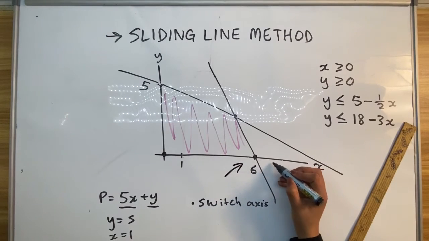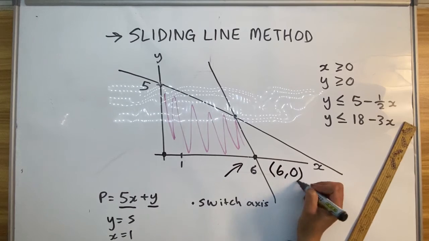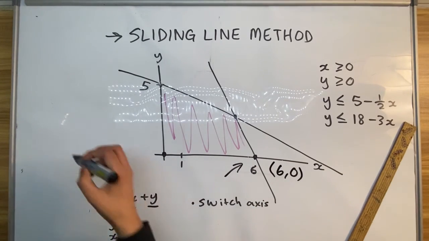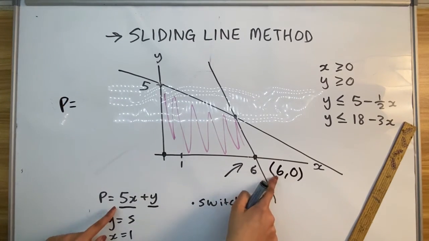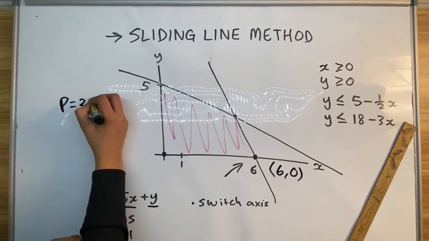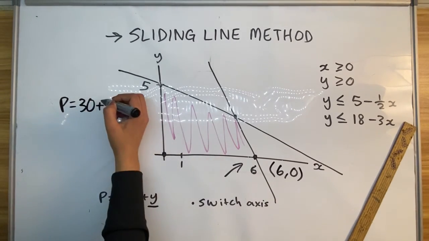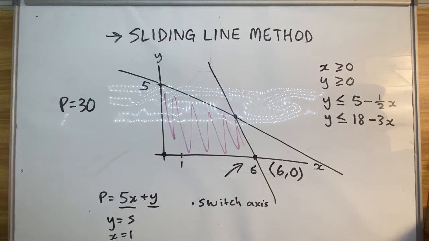So what is the coordinates of this point? Well, we know it's on the x-axis line, so it's 6, 0, because y equals 0. All I got to do now is just substitute this into my profit equation. So then I have profit equals 5 times x, so 5 times 6, which is 30, plus 1 times y is 0, so just 30 plus 0, or in other words, just 30. And that is the highest profit that I know I can get. And that is how you use the sliding line method.